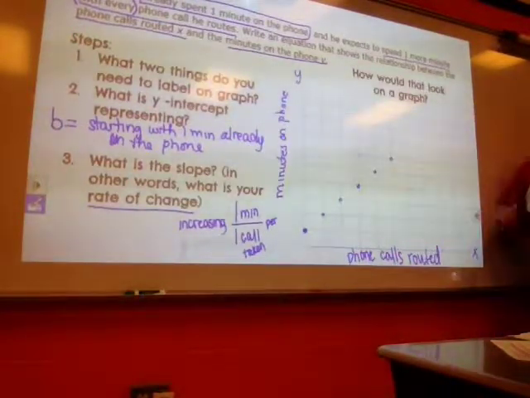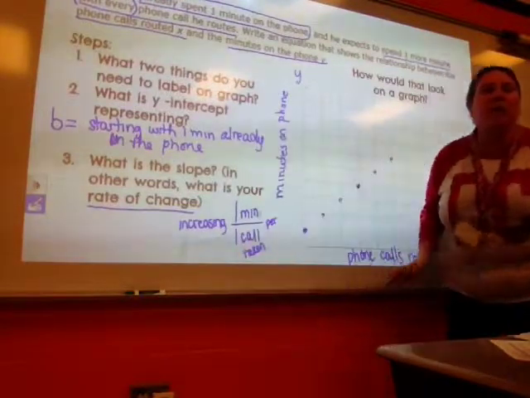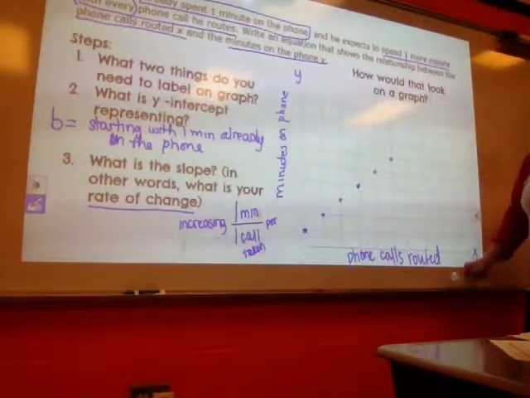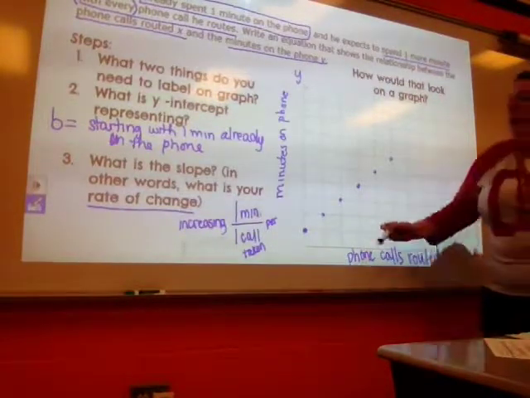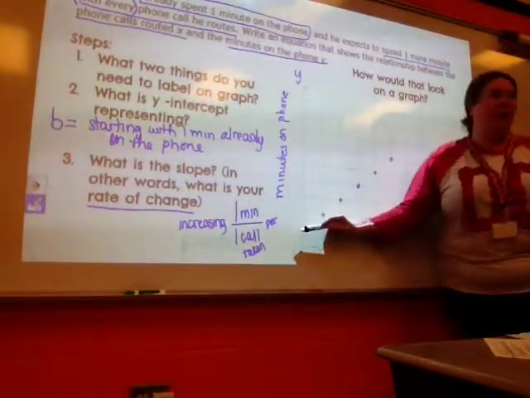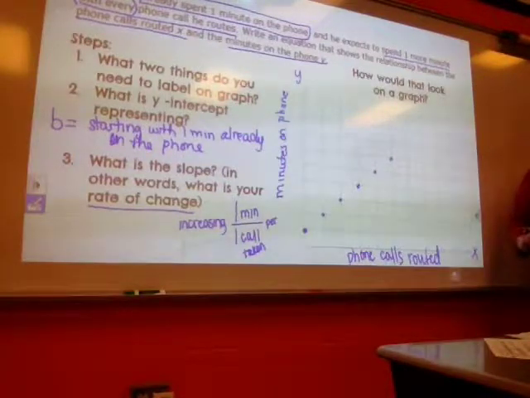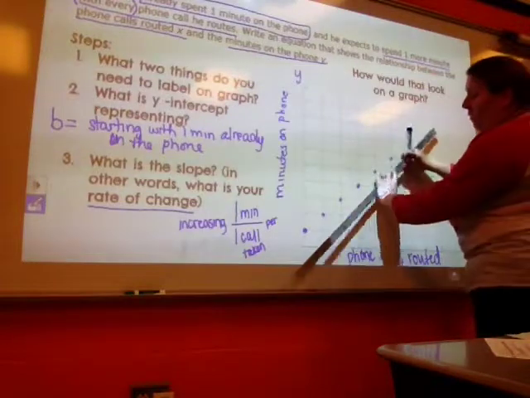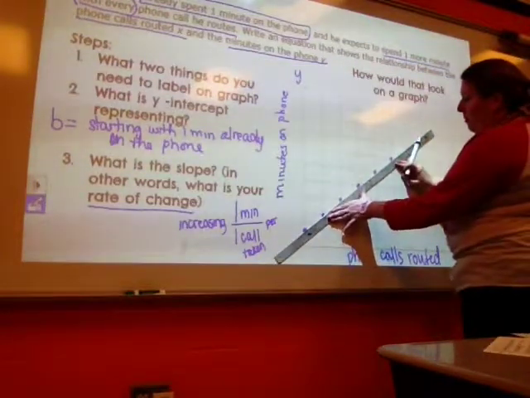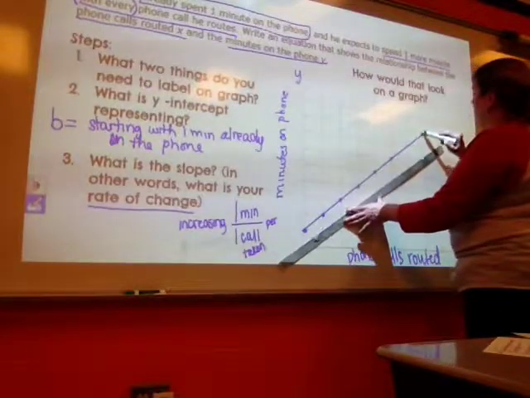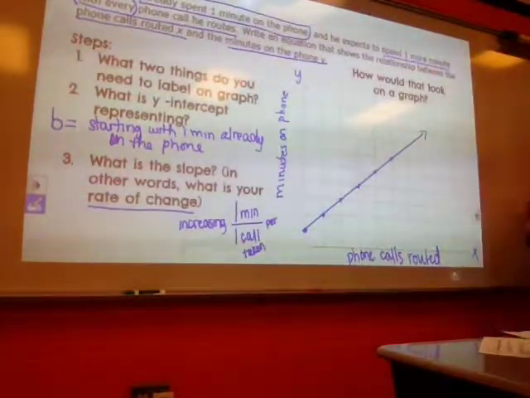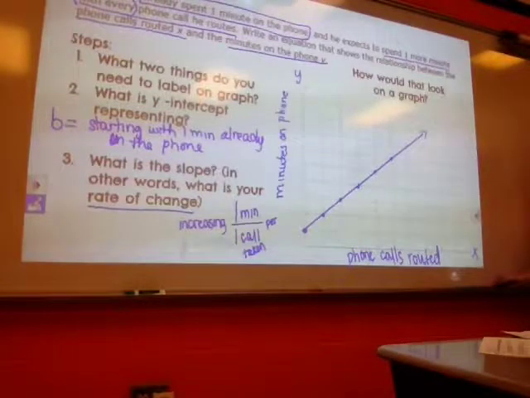Now, when I get ready to graph, is that going to go into any other quadrant? Like, would that line extend into any other quadrant? No, because I can't have negative minutes on the phone, and I can't have negative phone calls taken. Like, they can't say, oh, well, I'm taking that phone call away from me. Okay? Although I'm sure people who do this for a living would prefer that. They don't really want to deal with the crazy people who call them. Myself included.